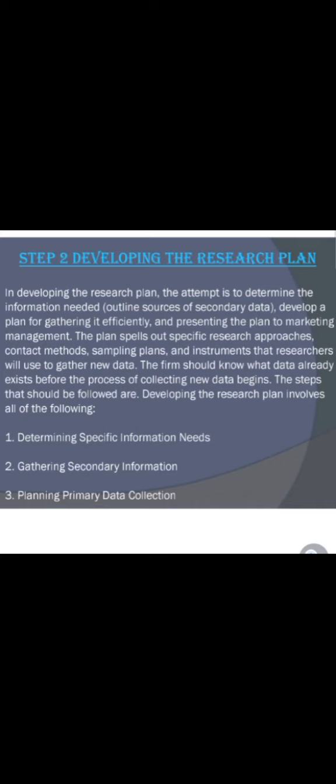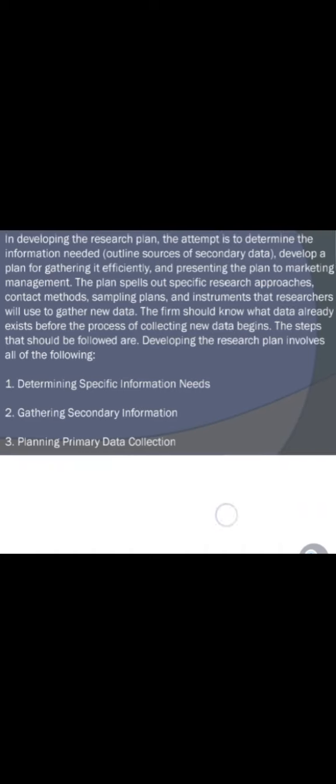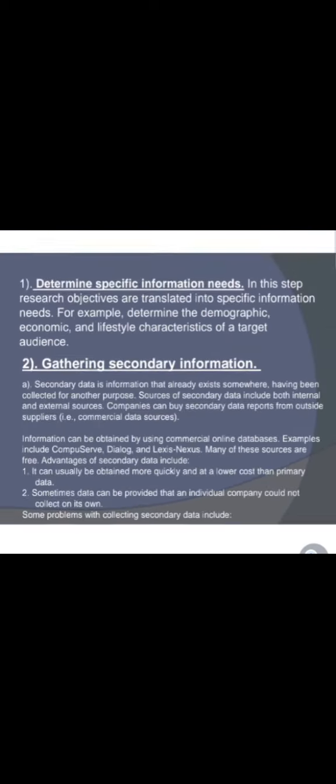Step 2. Developing the research plan. In developing the research plan, the attempt is to determine the information needed, develop a plan for gathering it efficiently and effectively, and present the plan to marketing management. The plan spells out the specific research approach, contact methods, sampling plans, and instruments the researchers will use to gather new data. Determining specific information needs, gathering secondary information, planning the primary data collection.